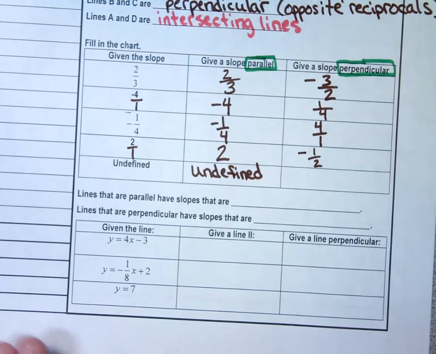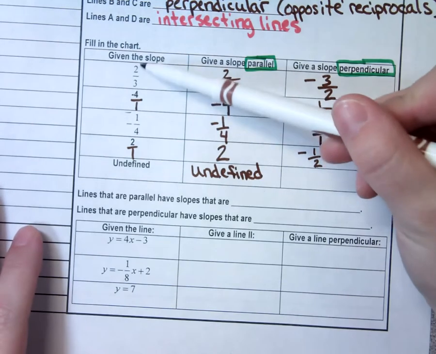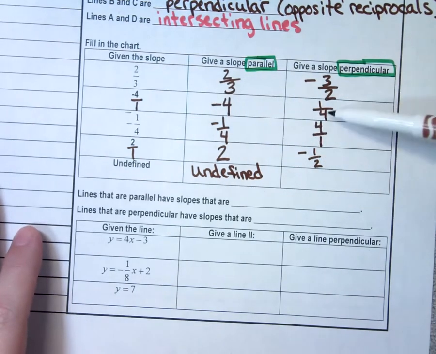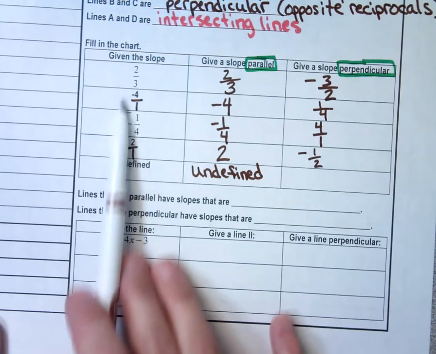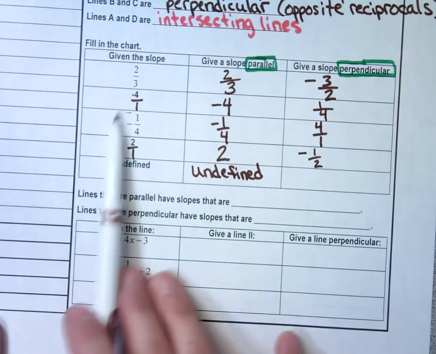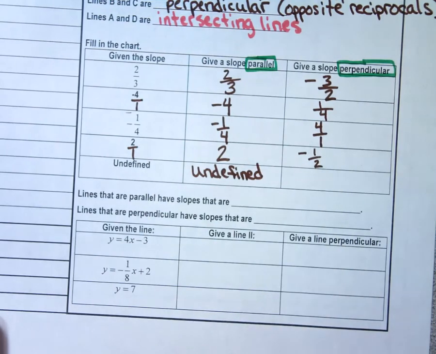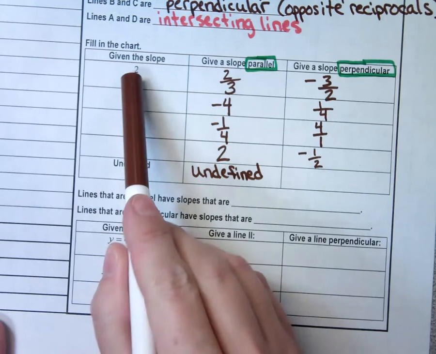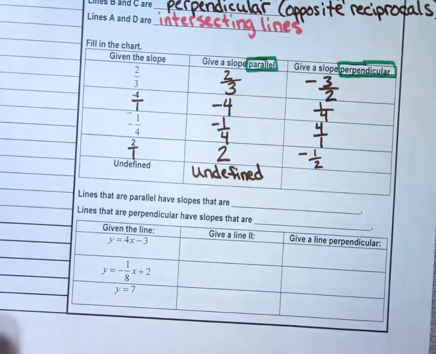So if lines are perpendicular, their slopes are opposite reciprocals. So you want the reciprocal, so flip the fraction over, and you want the opposite sign. Notice this is a positive number, this one's negative. Negative number, positive. Positive number, negative. That's what it means to be opposites. One's positive, one's negative. And reciprocal just means flip the fraction.